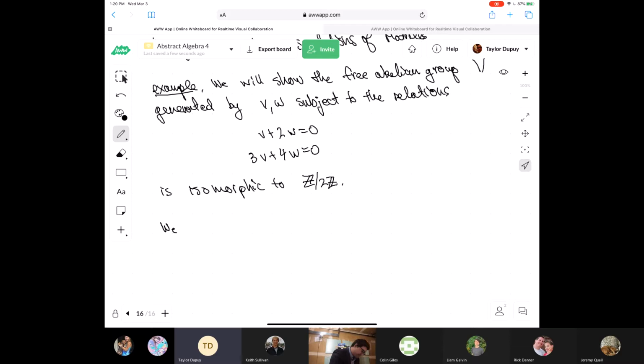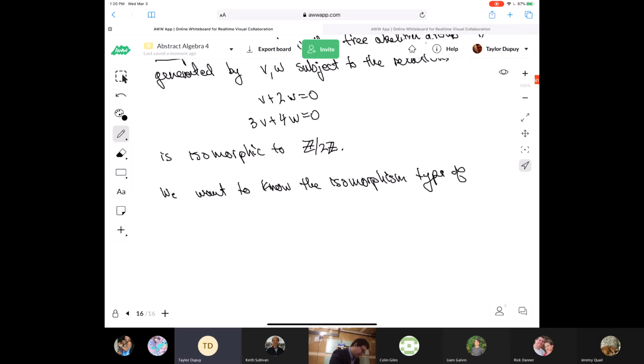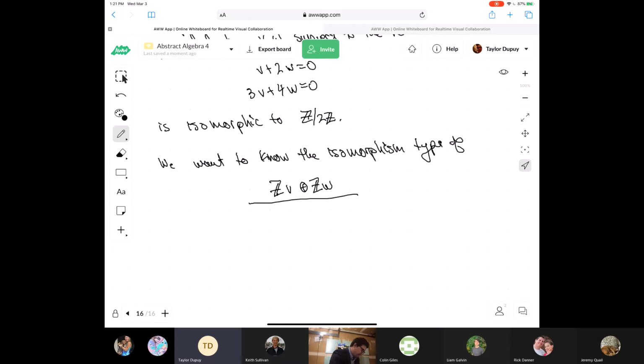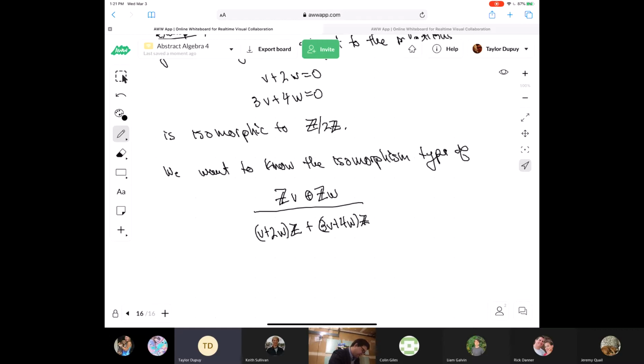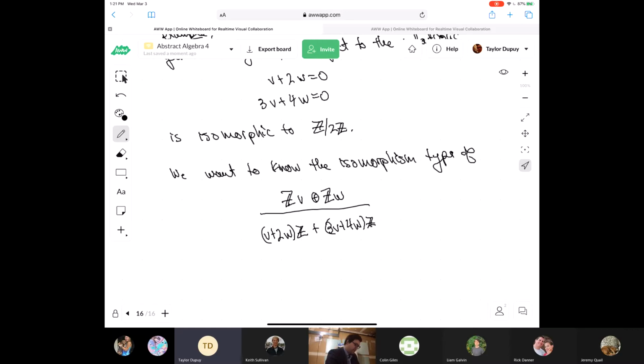the isomorphism type of ZV direct sum ZW modulo (V plus 2W)Z plus (3V plus 4W)Z, like so. So we want to compute this quotient here.